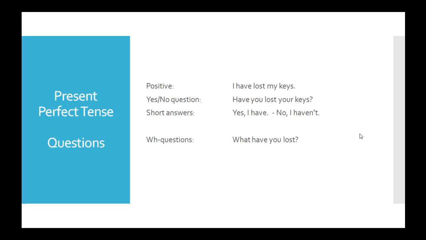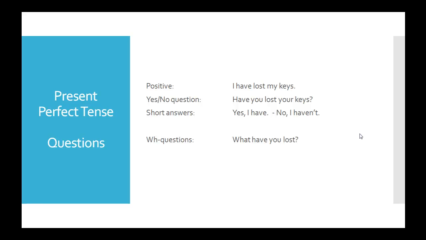To make a WH question, you need to put an appropriate question word at the beginning of the sentence, then the auxiliary verb have, then the subject, then the main verb. So the question would be, what have you lost?